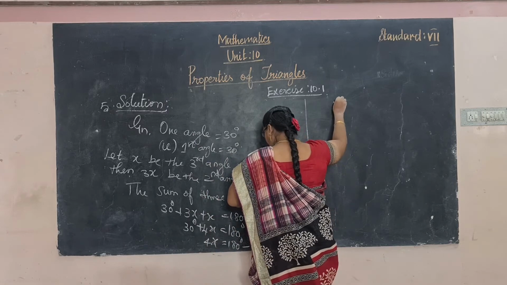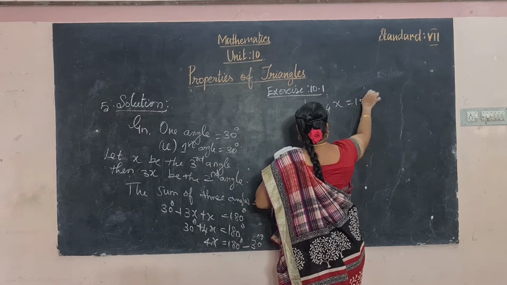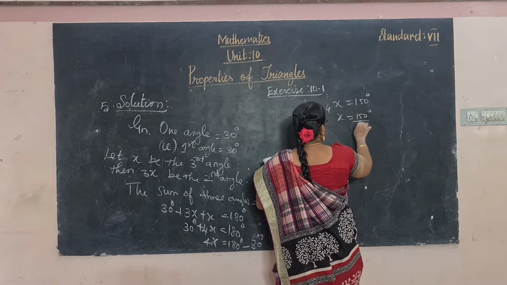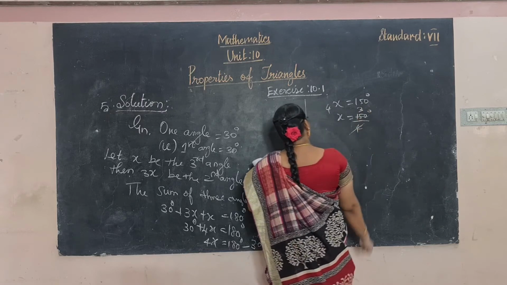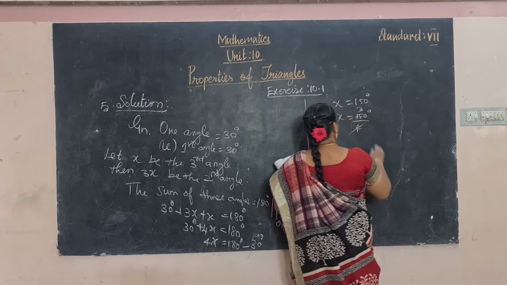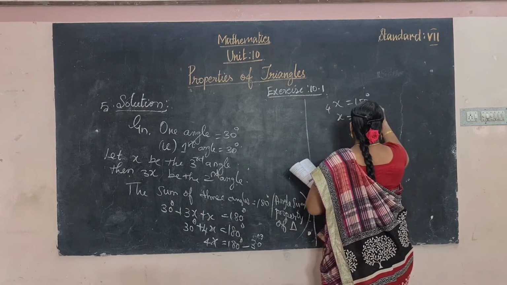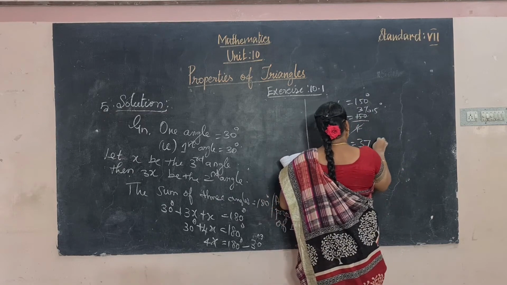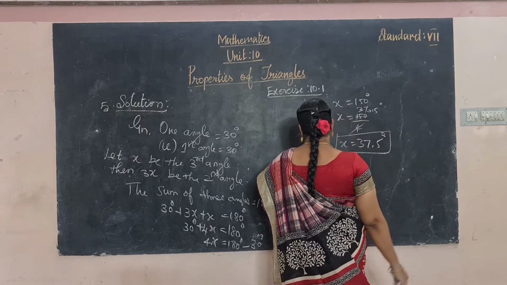So what is the value of x? 4x is equal to 150 degrees. So x is equal to 150 degrees divided by 4. 4 threes are 12, remaining 3, 30. 4 sevens are 28, remaining 2, 20, so 5. So x is equal to 37.5 degrees. So the x value was 37.5.